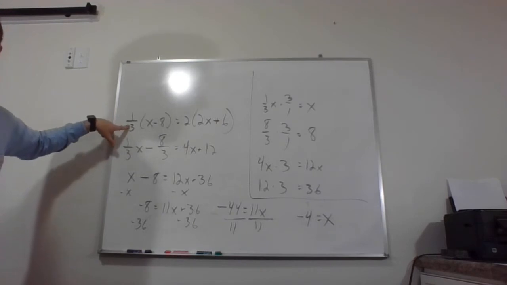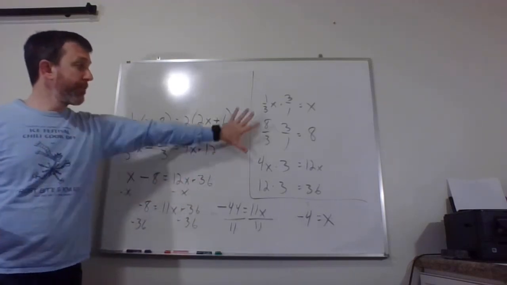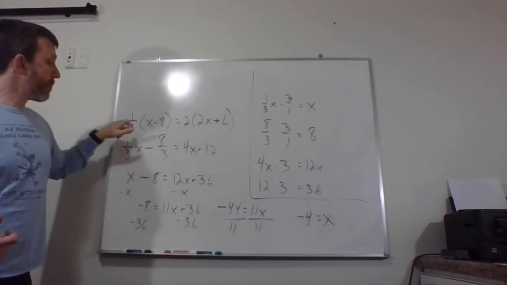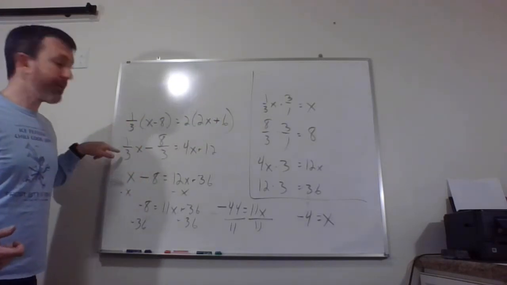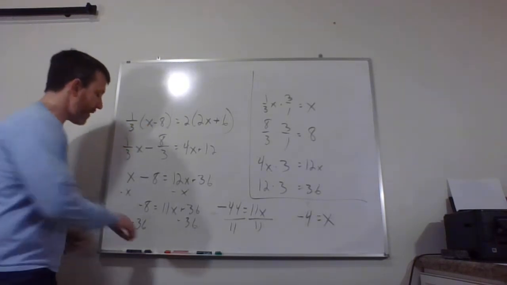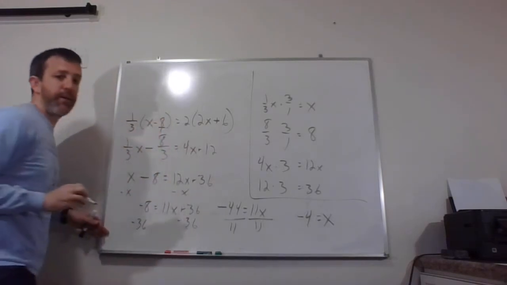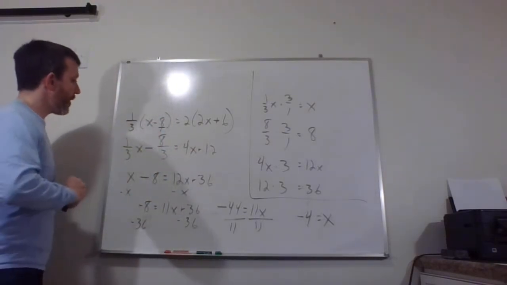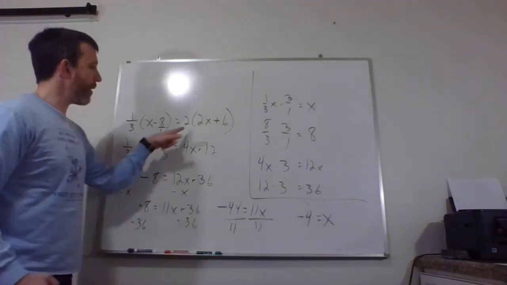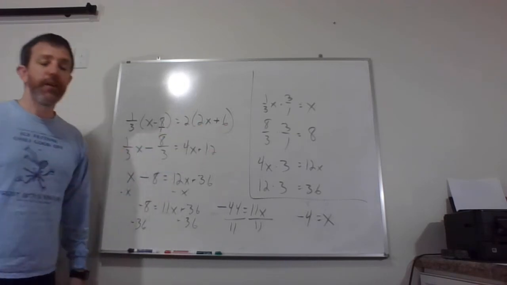This one has a fraction in it, so that's unfortunate. It means we're going to have to, at some point, get rid of our fractions. You'll see I did that over here. We'll talk about that. But first, I got rid of the parentheses. 1/3 times x is 1/3 x. 1/3 times a minus 8, that's the same as doing 1/3 times minus 8 over 1. And so when I do that, I go straight across and I get a minus 8/3. On the other side, 2 times 2x is 4x and 2 times 6 is 12.